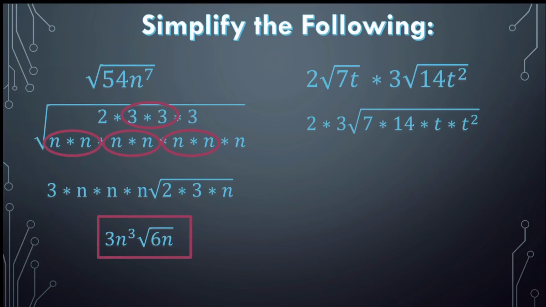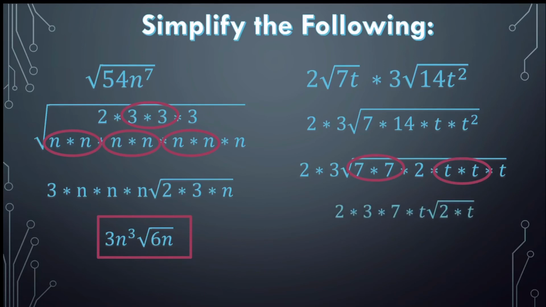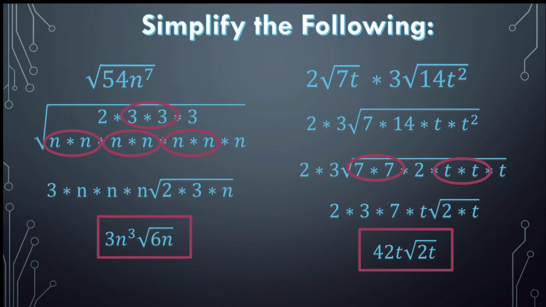So here, I now have 7 times 14 times t squared. I'm then going to break down my 14. 7 times 2, and then write out all my t's. Still the same thing. I'm still going to make partner pairs because it's a square root. I have a group of 7s, and I have a group of t's. There's nothing else that has a partner. So the 7 comes out, and a t comes out. Remember, I still have the 2 and 3 from the original problem outside. That's going to get multiplied as well. So I have 42t times the square root of 2t.